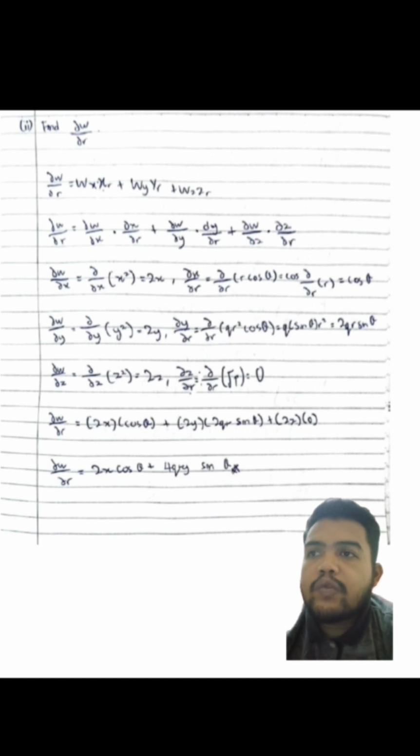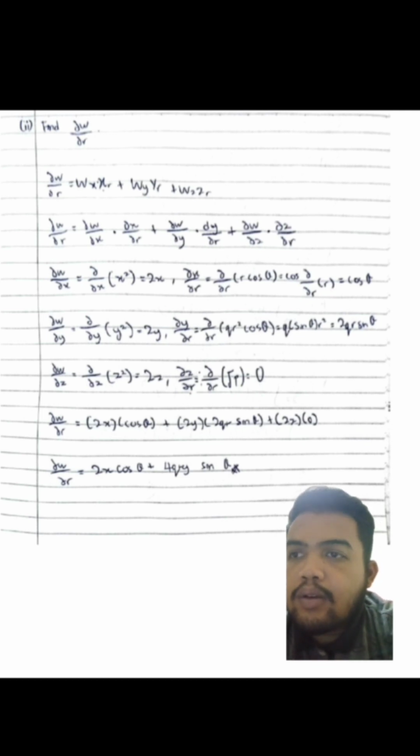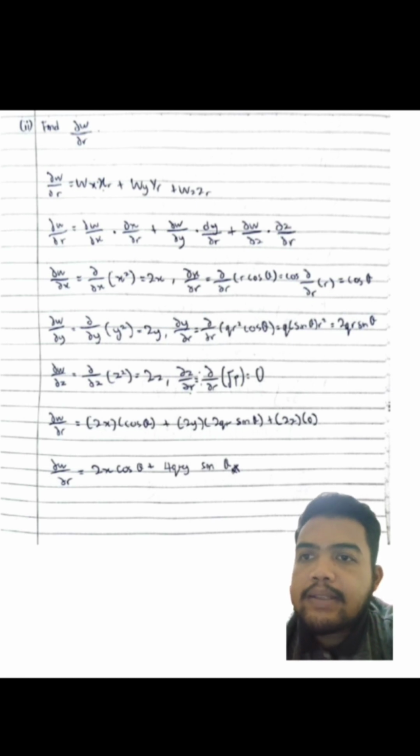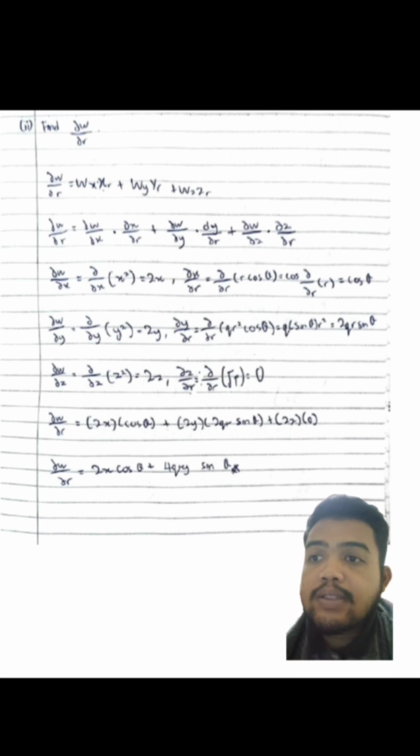So next, find dW/dr by using the formula ∂W/∂x ∂x/∂r plus ∂W/∂y ∂y/∂r plus ∂W/∂z ∂z/∂r. So by substituting into the equation, we get the answer, which is dW/dr equal to 2x cos theta plus 2y squared r sin theta plus 2x0. So the answer, which is dW/dr, equal to 2x cos theta plus 4qry sin theta.